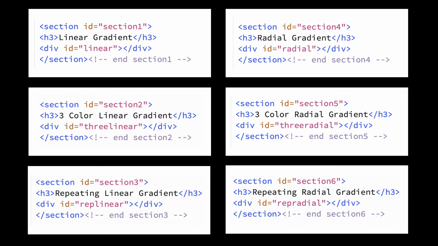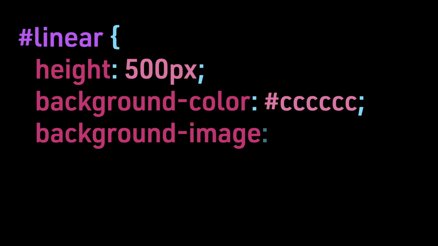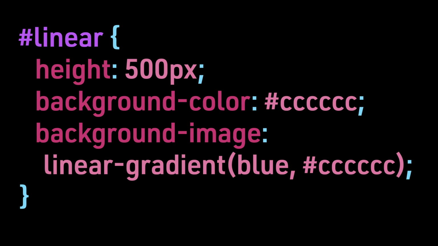Here is the HTML. In each section, we have a div with a unique ID attribute so we can target that div with CSS to demonstrate different gradient options. First, we will look at a linear gradient with 2 colors. In each of our examples, the height of our gradient will be 500 pixels. We also set a background color as a default, if for some reason the linear gradient code is not recognized by the browser. In this case, we have set the background color to be a light gray.